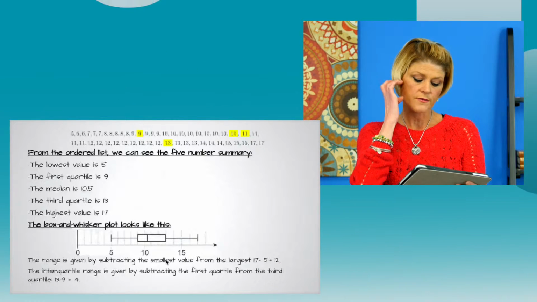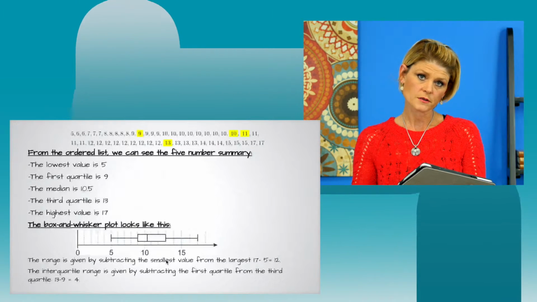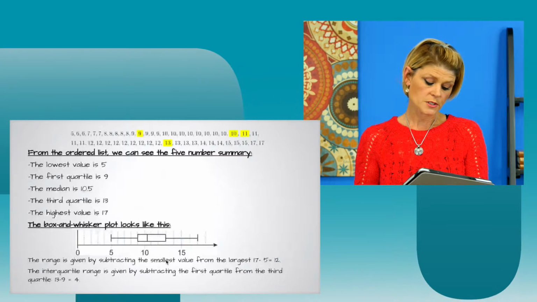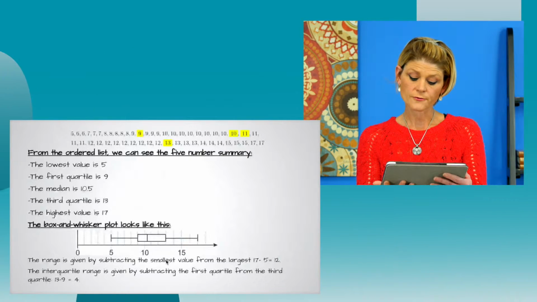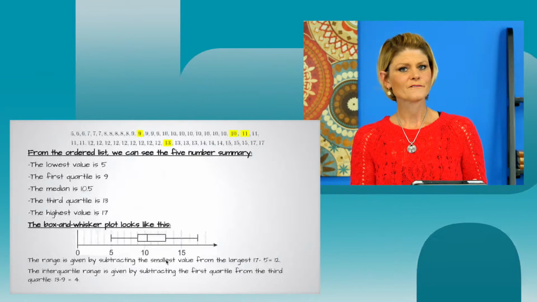And the range is given by subtracting the smallest value from the largest value, so 17 minus 5 equals 12. And the interquartile range is given by subtracting the first quartile from the third quartile. So 13 minus 9, 4.